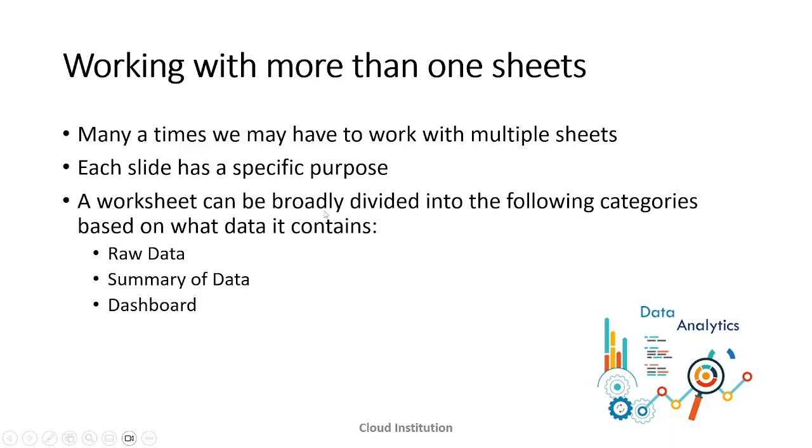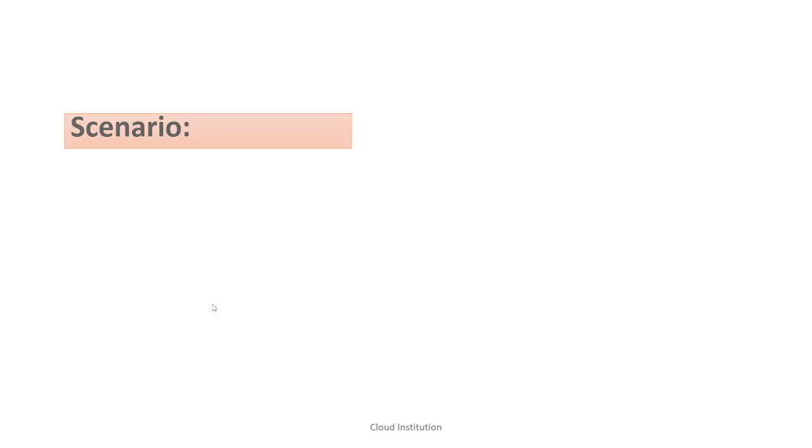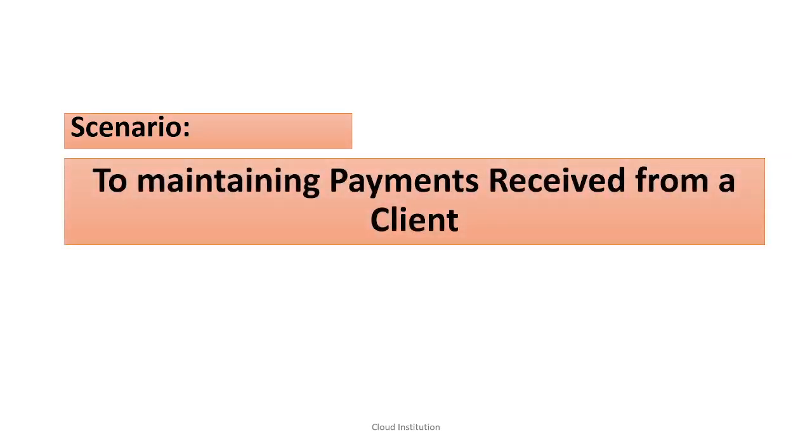A worksheet can be broadly divided into the following categories based on what data it contains. It can contain raw data, another sheet can contain a summary of data, and there can be a dashboard. In this example, we will see two examples here. One is going to hold your raw data, and then we are going to create a dashboard. So let's look at a scenario, maintaining payments received from a client as an example.